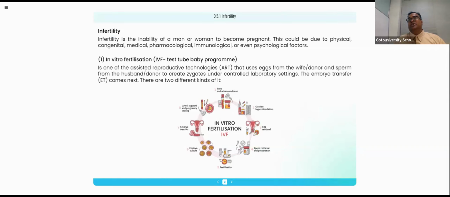Why do I need to do the infertility treatment? Because we need to give the appropriate baby to the particular couple who approached us. Though we are professional doctors, we need to give them the appropriate suggestion. In this in vitro fertilization treatment, why is it important?